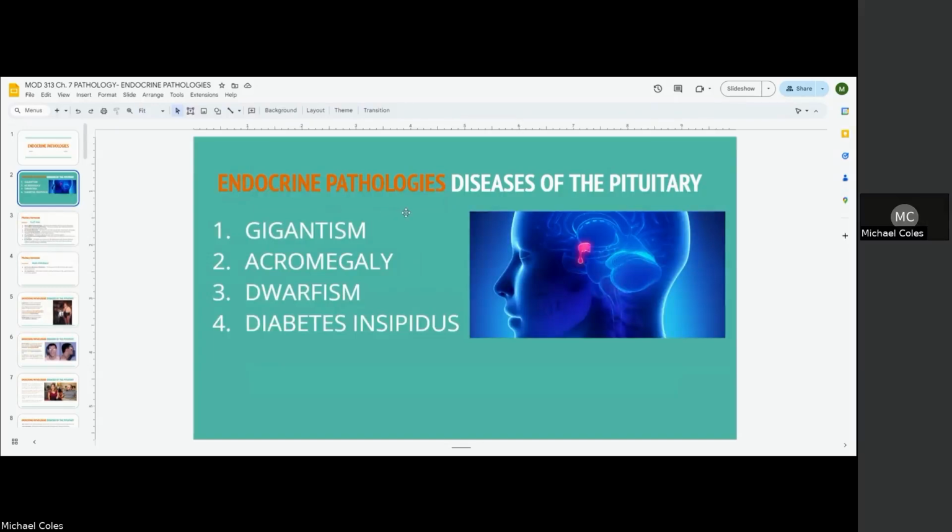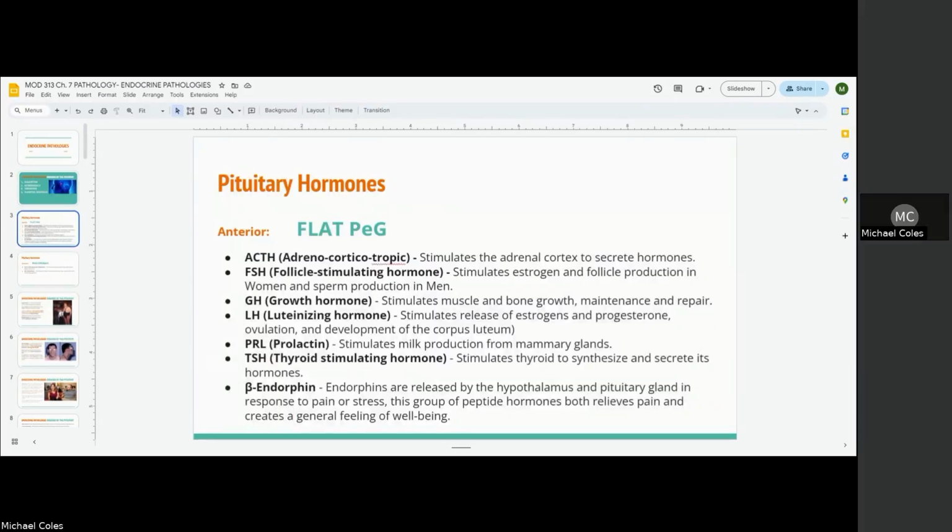So different diseases are going to be of the pituitary gland, right? So the pituitary gland, you have the anterior and the posterior pituitary gland. In the anterior, you're gonna have all of these different hormones, these chemical modulators, right? So an easy way to remember these is the acronym FLAT PEG. Okay, so that's going to go through all of them, but you have different trophic hormones.